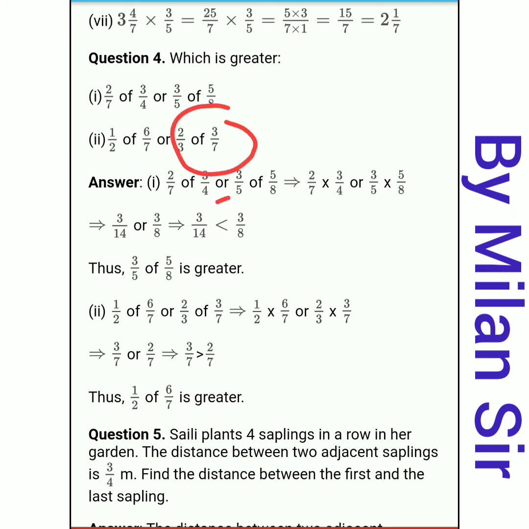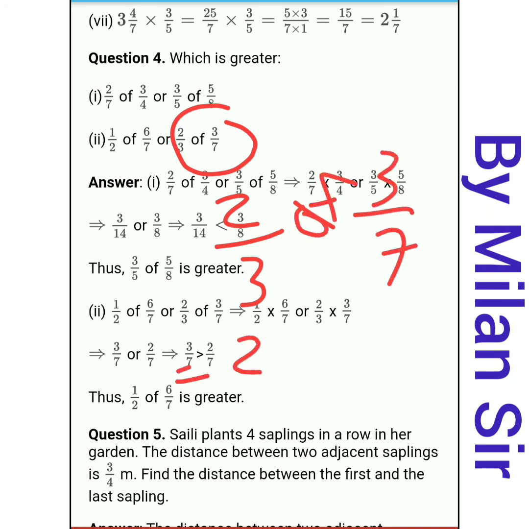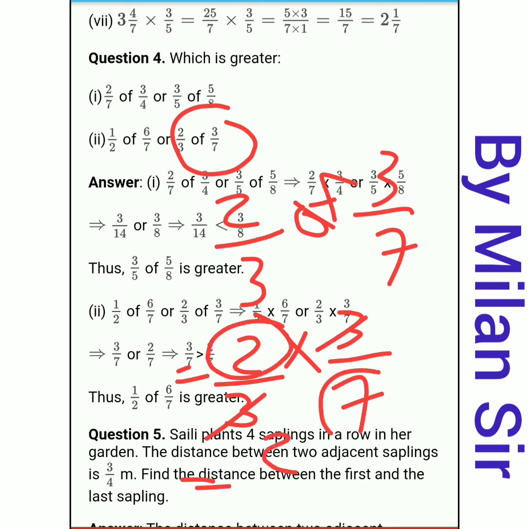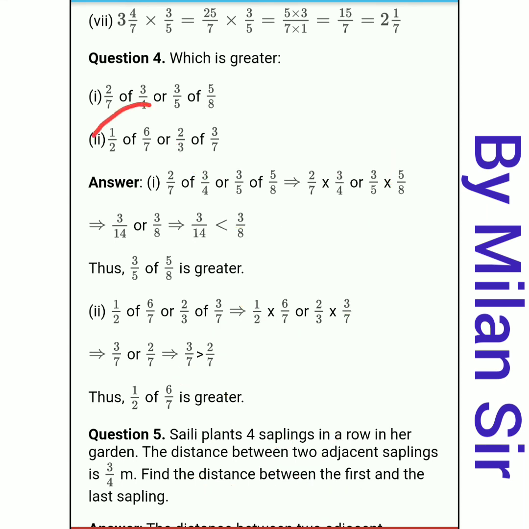Now second part, 2 by 3 of 3 by 7. Now in place of 'of' put multiplication sign. Right, so here 3 3 cut, right? So finally we get 2 divided by 7, right? So here answer is 3 by 7 and here answer is 2 by 7. Now in this case denominators are same. In first question numerators are same. In second question denominators are same.